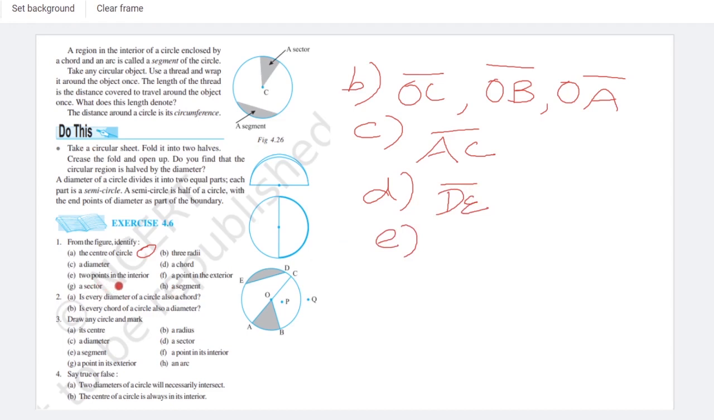The next one is 2 points in the interior. So this full circle, points on the interior. See, O is interior and P is also interior. So you can write O and P are points in the interior. The next one is F, a point in the exterior. Exterior means outside. So outside which point is there? Q.